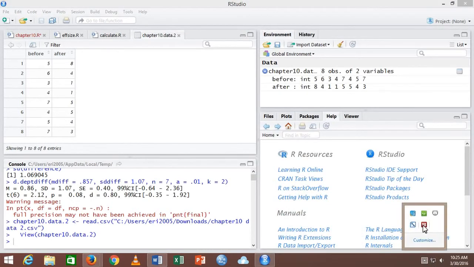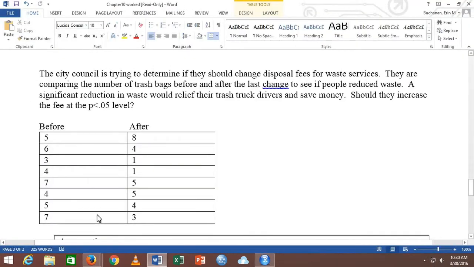So you should have before and after. I was like, oh yeah, it's fixed. And I was like, no, it's not. But now it is. All right, so we're going to do the second example.